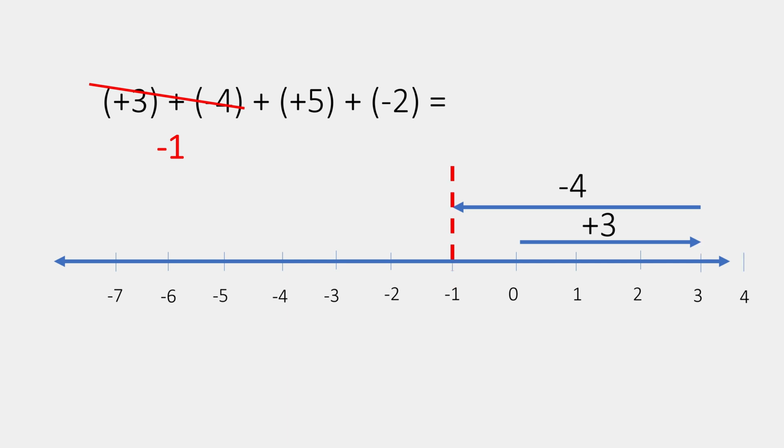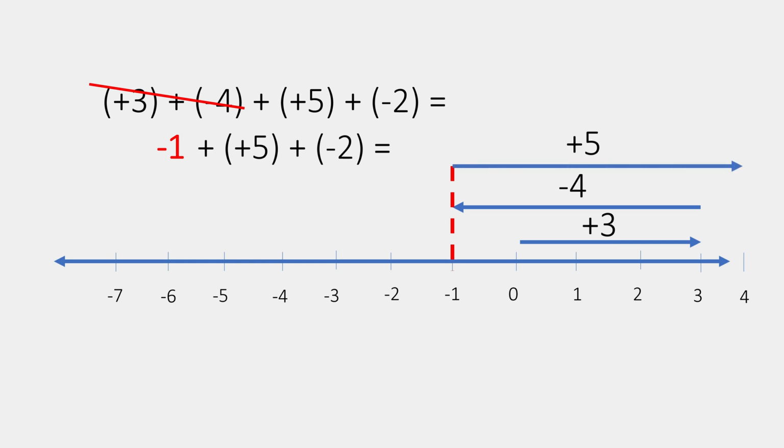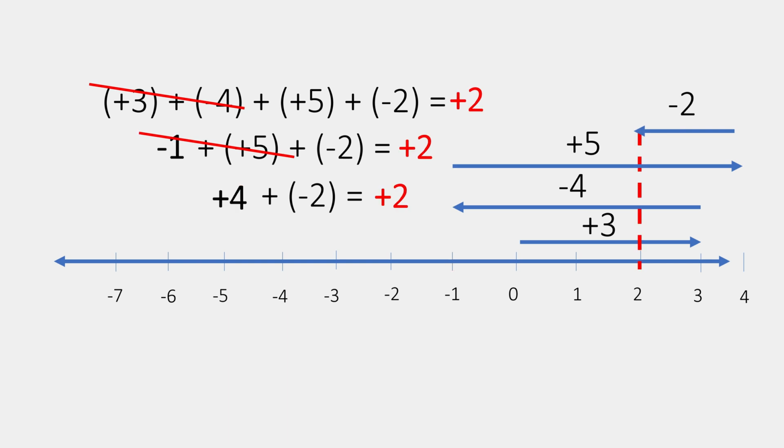We will continue. Let's add a positive 5. We will start at a negative 1 because that's the answer from 3 and negative 4, and we will move 5 spaces to the right. And now it ends on number 4. And the last one, plus a negative 2. Since it's negative, we are going to go to the left now. And let's go back 2 spaces. And the answer is positive 2.